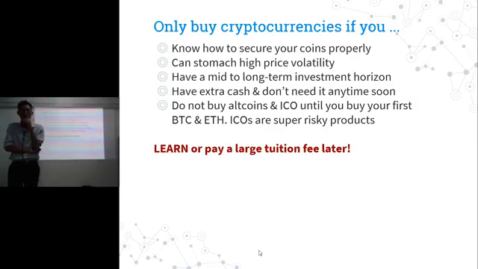If you need to get married next year and you need 20,000 ringgit, don't put all your money in here. That's quite foolish. Have a mid to long-term investment horizon. What is mid long-term? Like anywhere from 5 years or so. If you have extra cash and don't need it anytime soon, don't buy altcoins or ICOs until you've got your first Bitcoin or Ether. ICOs are highly risky products, and yeah, learn or pay a large tuition fee later.